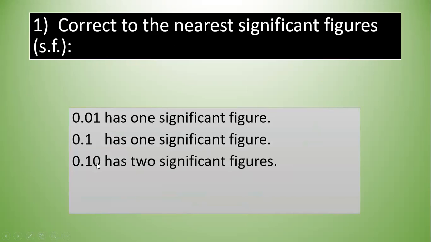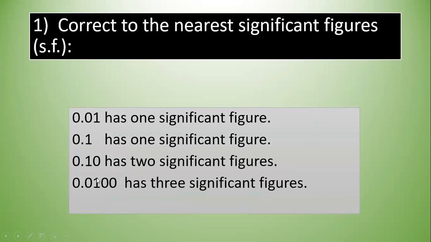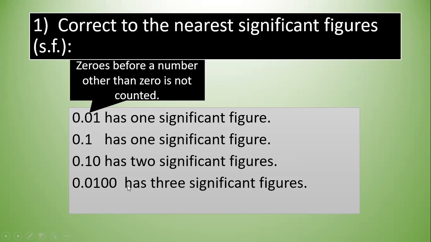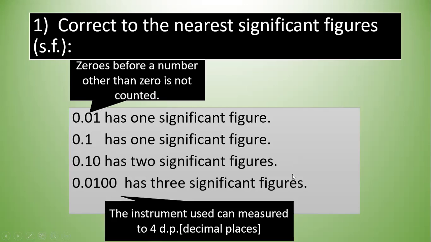We write the 0 inside there because we want it counted. It depends on the instrument that we use. Same as this one, this is 3 significant figure. The 20 is counted. This 20 is not counted. Or we can summarize: 0 before a number other than 0 is not counted. We don't count this one, we count this one. Usually it's the instrument that we use for measurement that determines the number of decimal place or number of significant figure.